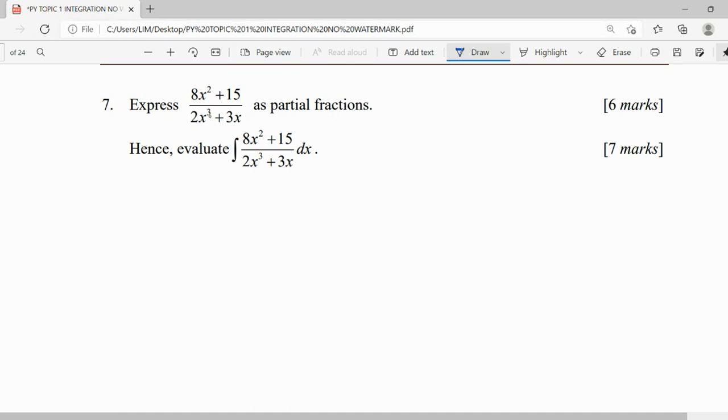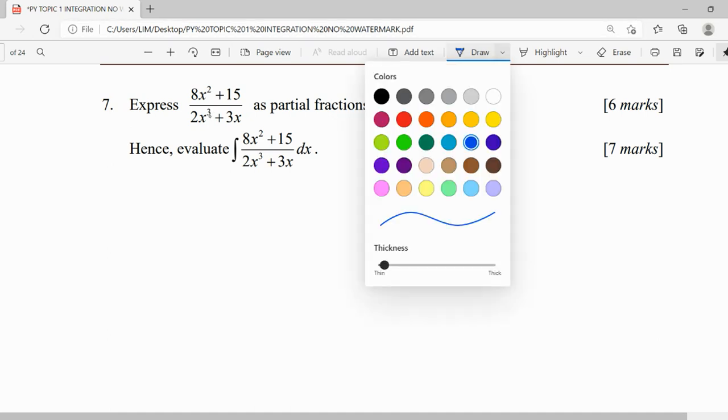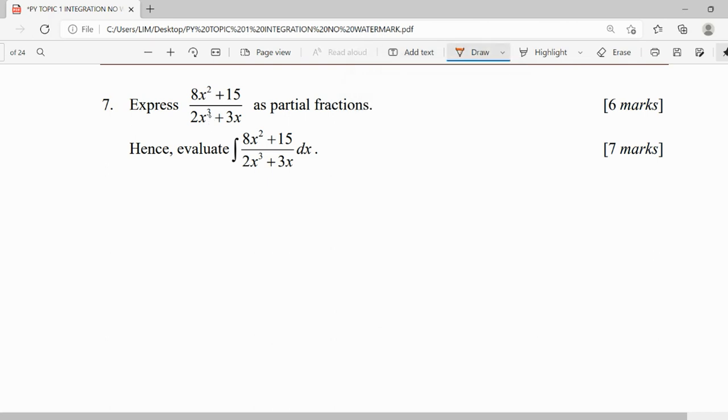Then second step, we're going to see the denominator. Our denominator here is 2x cubed plus 3x, so we have to factorize it completely. How do we factorize it completely? We can take out x, so it will become x times (2x squared plus 3). This is very obvious. This is our factor x, and then this is our quadratic factor, 2x squared plus 3. We cannot factorize anymore. So this is our second step.